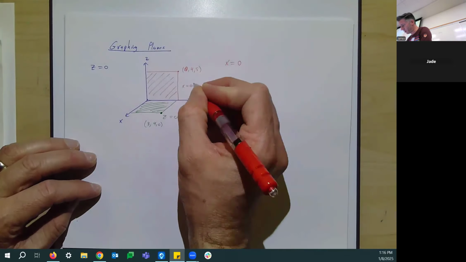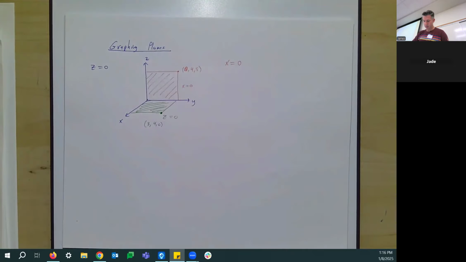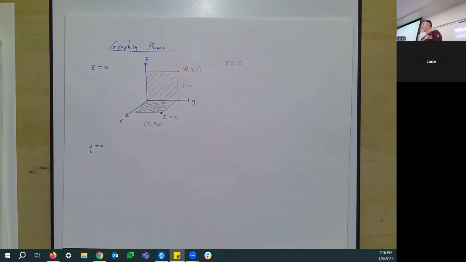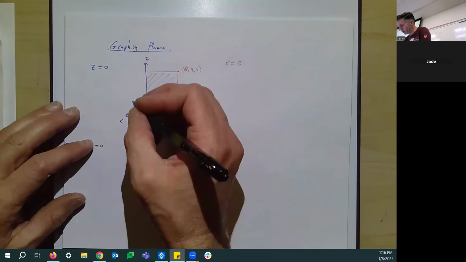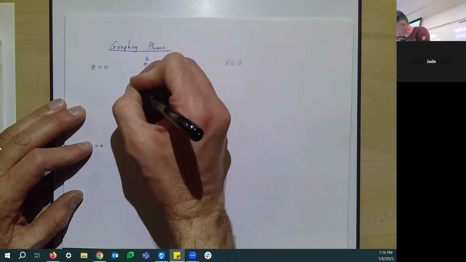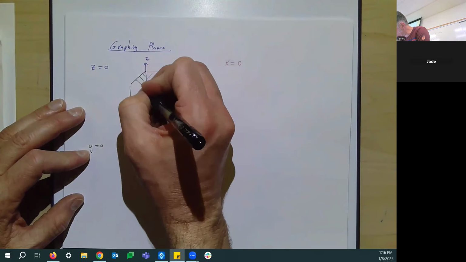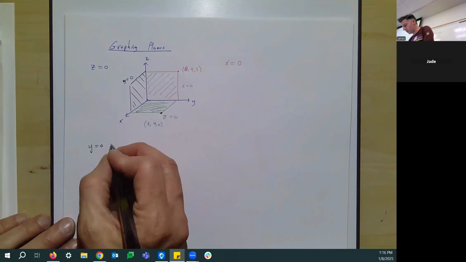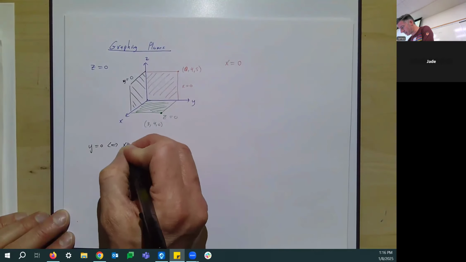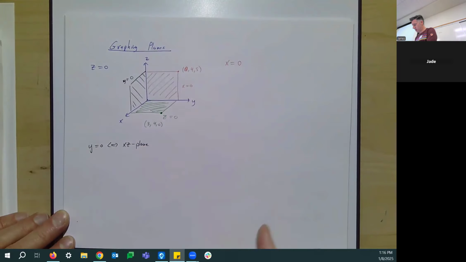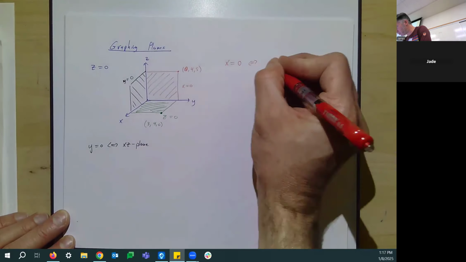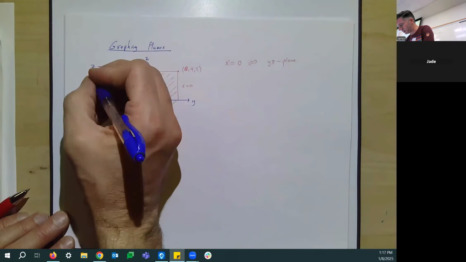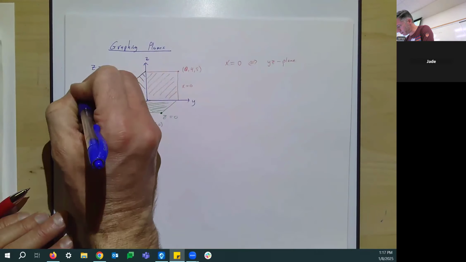And then you might be able to guess where we're going with this last one here. If I was to graph the plane, say, y equal to 0, then I have freedom of movement in the x and z directions. So I'm on this plane over here. Notably, y equals 0 is equivalent to the xz plane. x equals 0 is equivalent to the yz plane. And z equals 0 is equivalent to the xy plane.